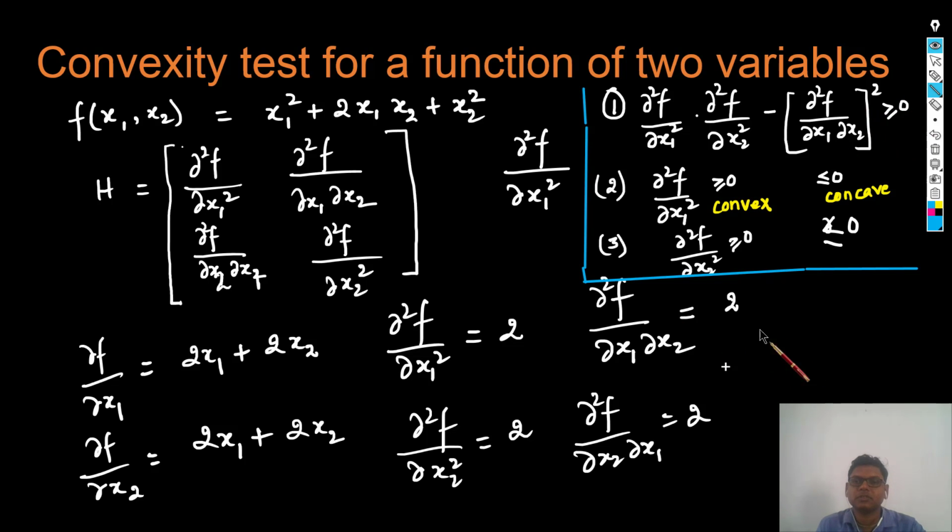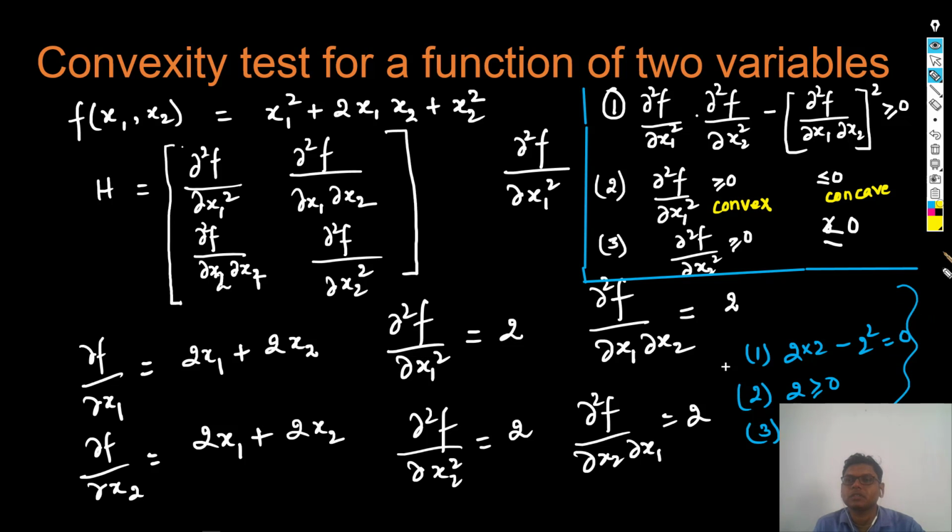So the first term is 2 into 2 minus 2 square, that is 0. So obviously this is satisfying. Second one is obviously 2, which is greater than 0, and the third one is also 2, greater than 0. So obviously the function is a convex function. Clear? So the given function is a convex function.